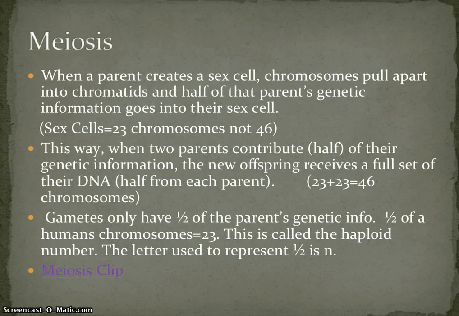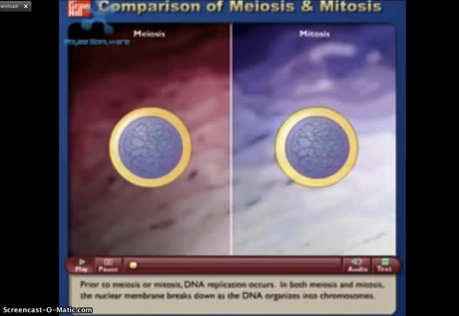For example, if I have 46 chromosomes in my body and I want to make a sex cell, I need to end up with half of those 46 in my sex cells, so 23. This way, whenever 2 parents contribute their halves, the new offspring only gets a total of 46, which is the normal or diploid number. Having more than that, and the offspring would not be genetically correct, and it could lead to a miscarriage. Here's a quick clip comparing mitosis and meiosis.